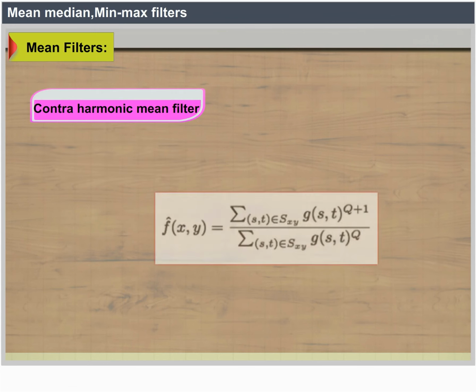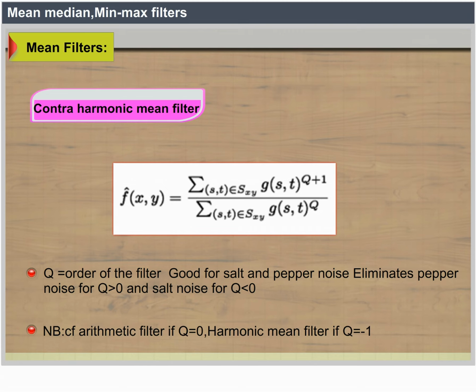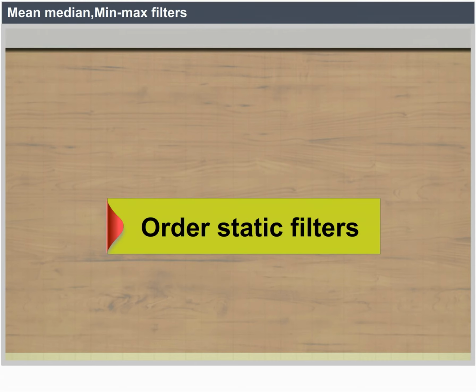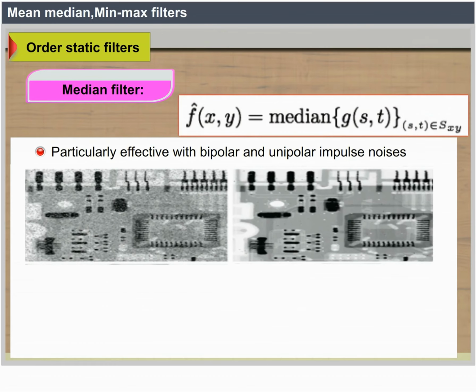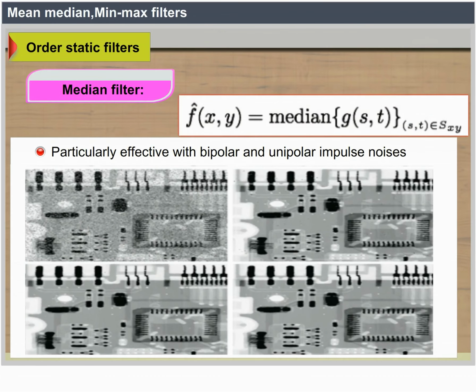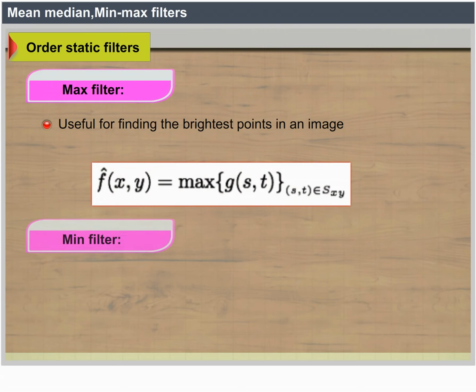Contraharmonic mean filter equations are also shown. Q is the order of the filter, good for salt and pepper noise. It eliminates pepper noise for Q greater than 0 and salt noise for Q less than 0. Note: it is the arithmetic mean filter if Q equals 0, and the harmonic mean filter if Q equals -1. Order-statistic filters: the median filter equation is shown. This is particularly effective with bipolar and unipolar impulse noises. Max filter: this is useful for finding the brightest points in an image. Equations are also shown. Min filter: equations are also shown.